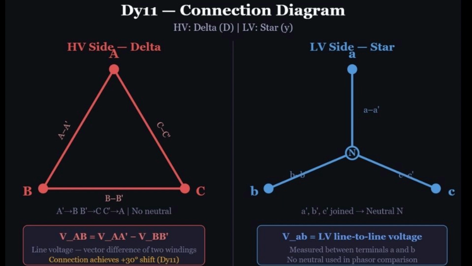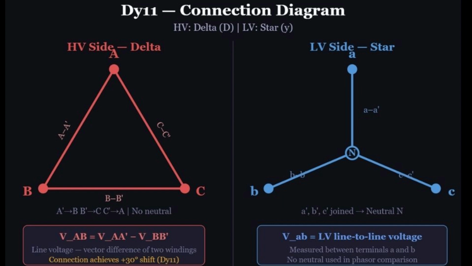The keynote says the line voltage VAB equals VAA' minus VBB'. The high voltage line voltage is the vector difference of 2 winding voltages. On the right is the low voltage side connected in star. The line terminals are A, B, and C. The finished terminals A', B', and C' are joined at the center, becoming neutral N.